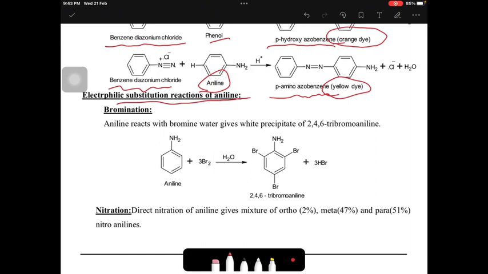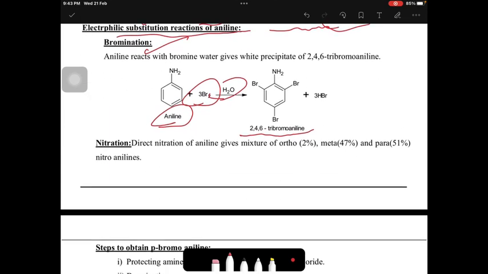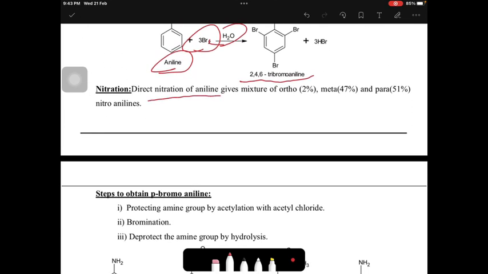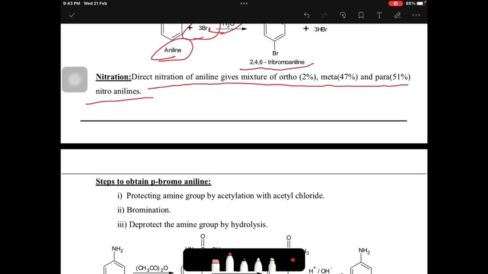Electrophilic substitution reactions of aniline. Bromination. When aniline is treated with bromine water it gives 2,4,6-tribromoaniline. Nitration. Direct nitration of aniline gives a mixture of ortho 2%, meta 47%, para 51% nitroaniline.